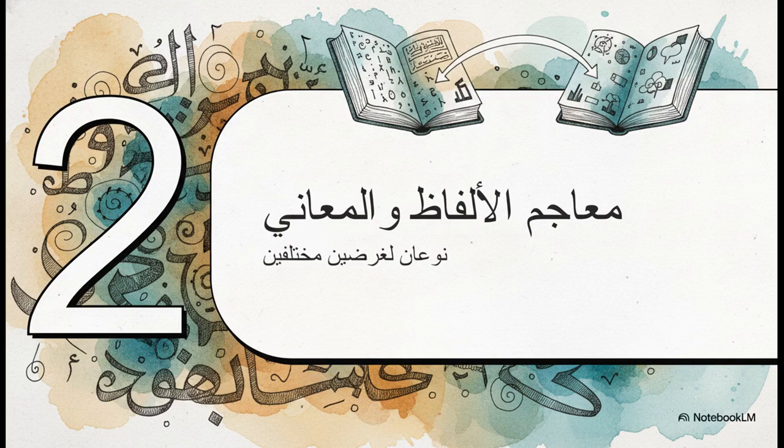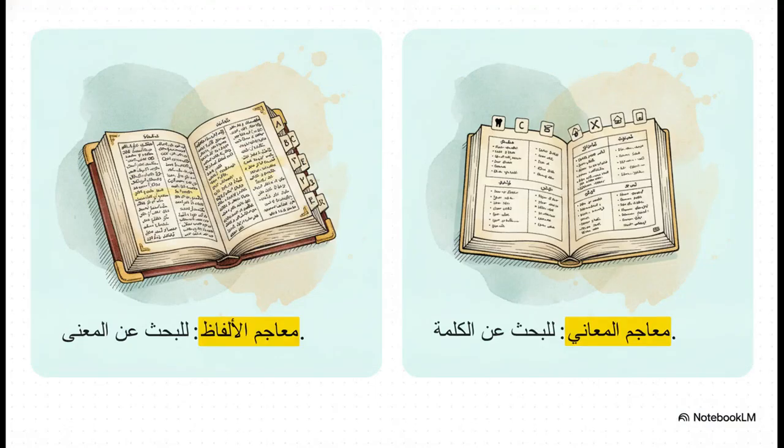To solve this exact dilemma, early linguists actually invented 2 entirely different types of dictionaries. To make this super simple, let's use an analogy. Dictionaries of words are exactly like your traditional alphabetical phone book. You know the person's name, the word, and you look them up alphabetically to find their phone number and address, which is the meaning and details.